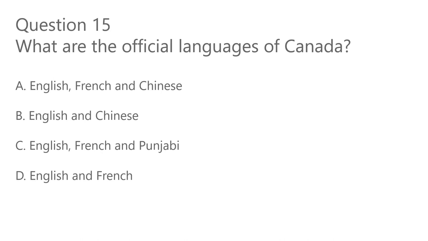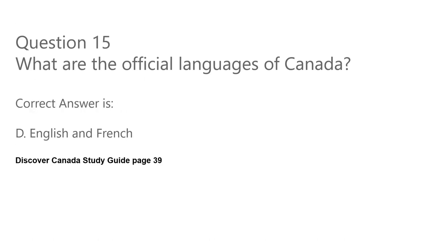Question 15. What are the official languages of Canada? A. English, French, and Chinese. B. English and Chinese. C. English, French, and Punjabi. D. English and French. Correct answer is D, English and French. Discover Canada Study Guide, page 39.